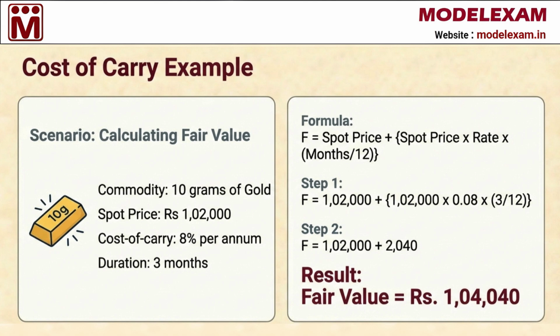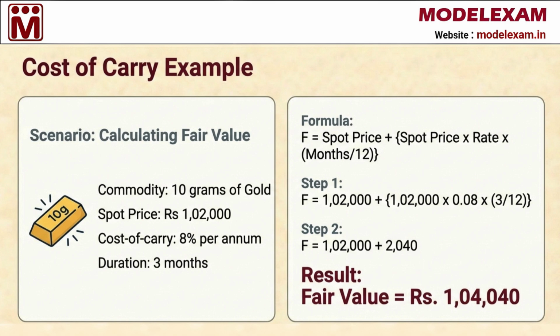Let us look at a practical example to see how this works mathematically. We'll calculate the fair value of a futures contract. Imagine we are dealing with 10 grams of gold. The current spot price is 1,02,000 rupees. The cost of carry is 8% per annum, and we are looking at a duration of 3 months. To find the fair value, or F, we use the formula where F equals the spot price plus the cost of carry. The cost of carry is calculated as spot price multiplied by the rate multiplied by the time period in years.